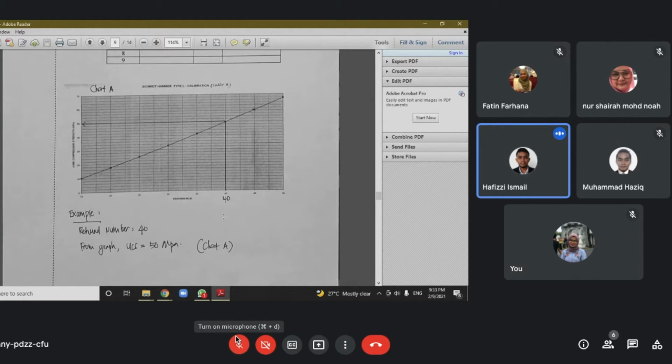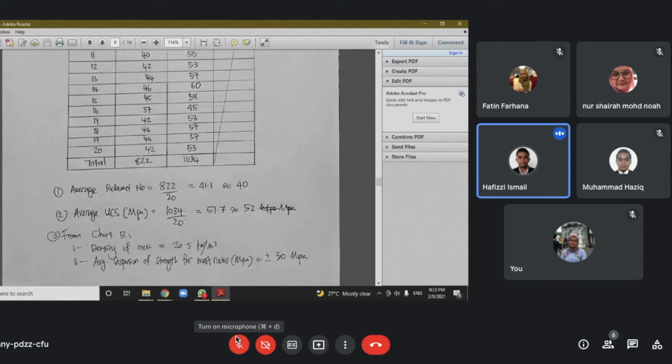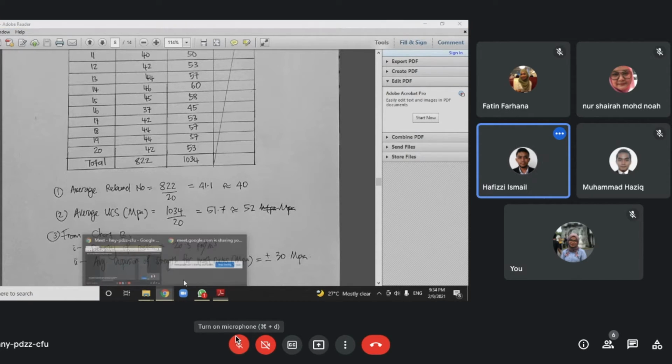we depend on this graph. Let's say we have rebound number 40, and then we find the intersection with this line, and we get the estimated value of the UCS. For this data it is about 50. Then we total up and find the average rebound number and the UCS average. Next I will pass to my teammates. Thank you.